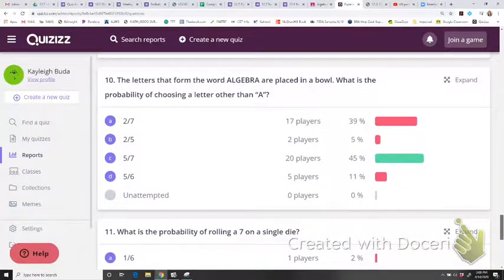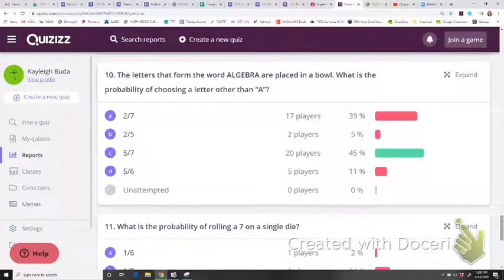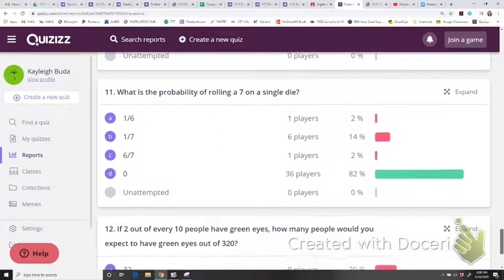Number 10, the letters that form the word algebra are placed in a bowl. What's the probability of choosing a letter other than A? So those that chose A, 2 out of 7, that would be choosing an A, but I want anything else besides an A, so that is 5 out of 7. There are 5 other letters in the word algebra that are not A's. So you just have to read carefully.